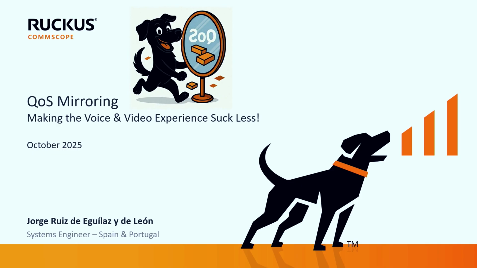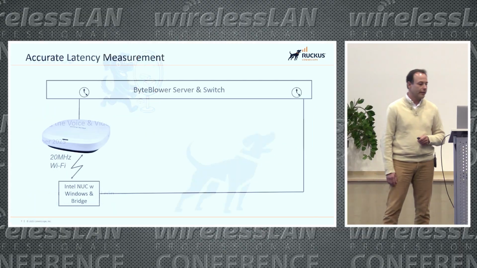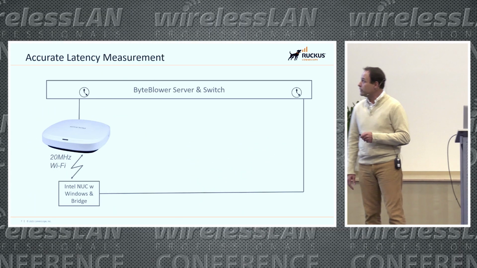I work for Ruckus Networks, and I'm going to talk about how we can improve the user experience in real-time applications like video and voice. The key parameter here is latency. So let's measure it. How can we do it?